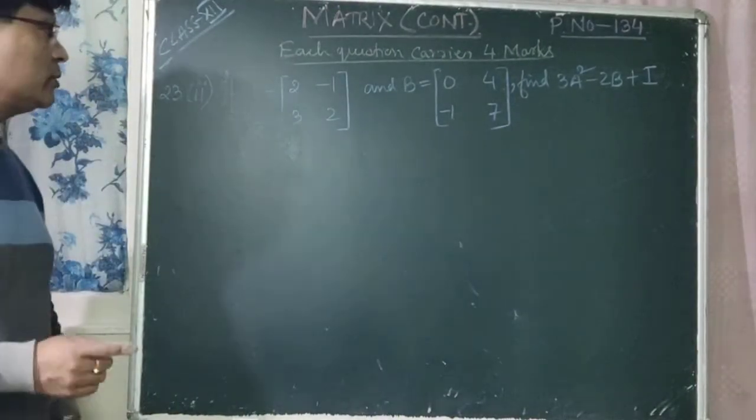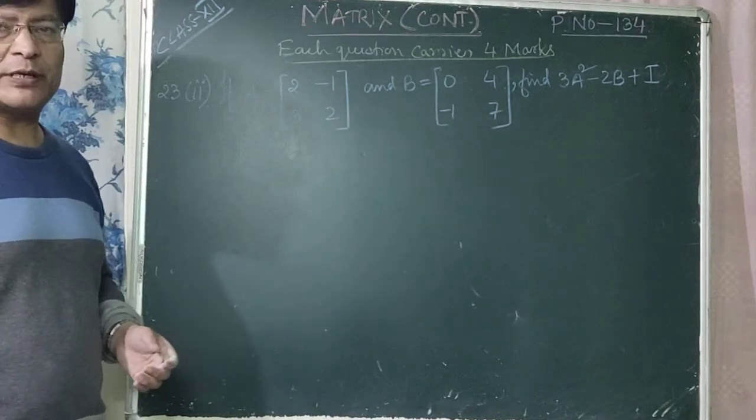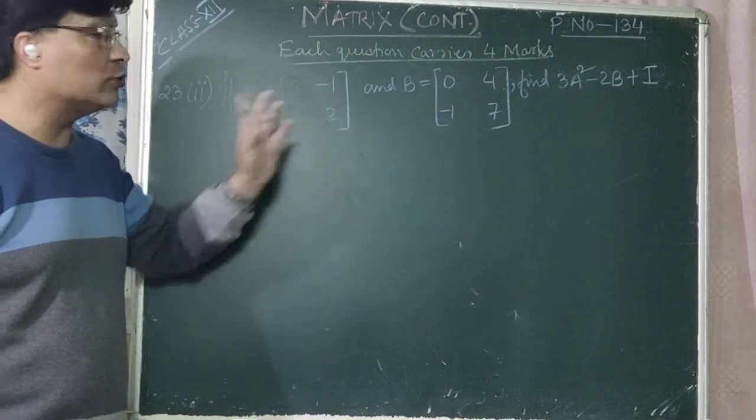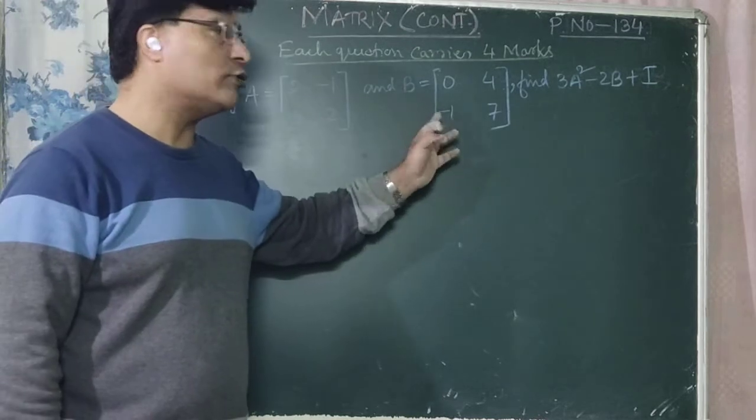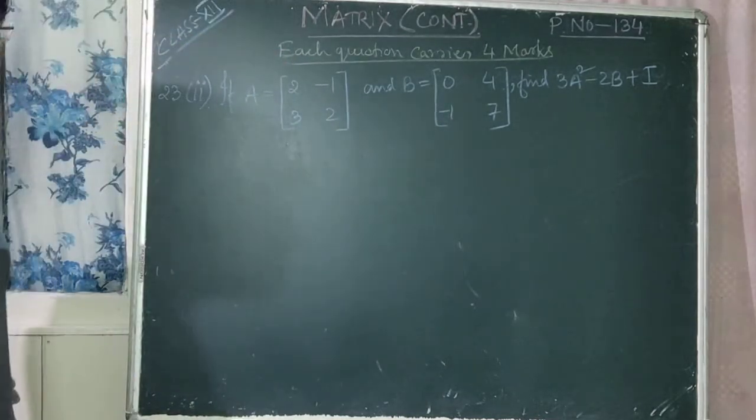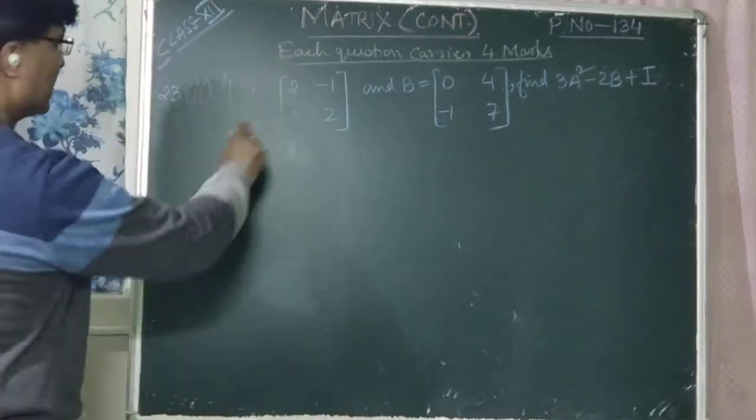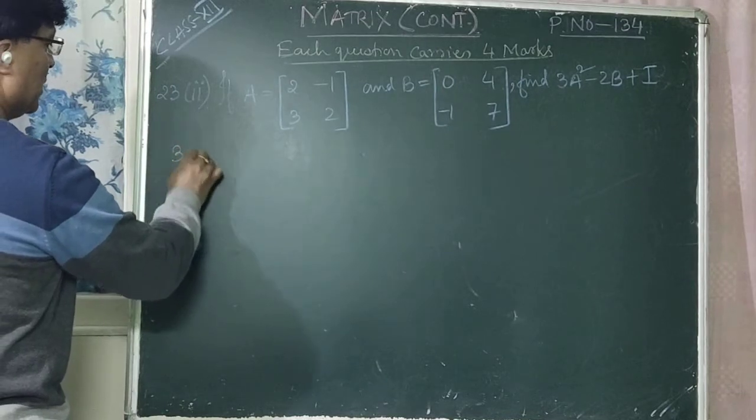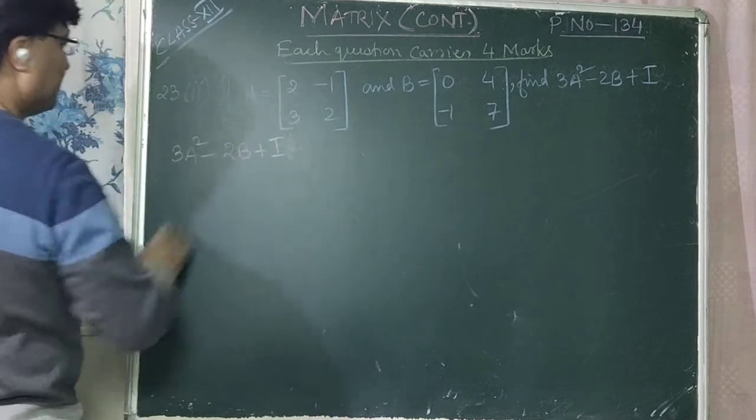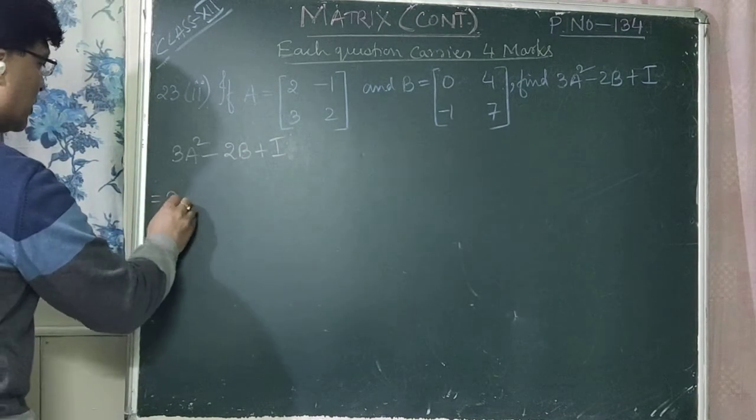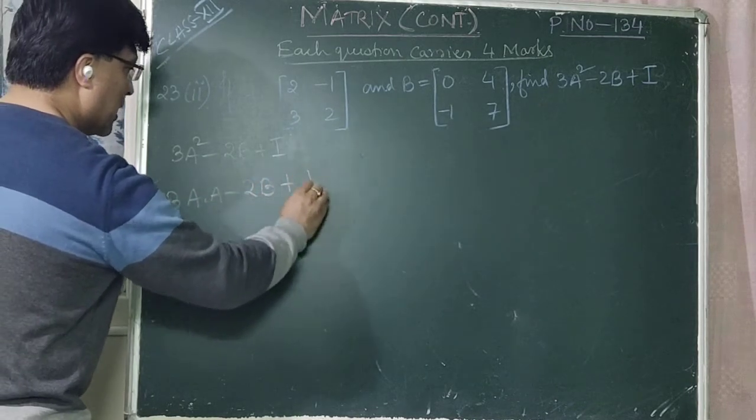So now we'll do the next question, that is 23 number 2. If A is equal to, this is also a second order matrix, first row 2 minus 1, second row 3 2, and B is also a second order matrix, 2 rows and 2 columns, first row 0 4 and second row minus 1 7. You have to find out the matrix 3A square minus 2B plus I. Okay, so let us write down that given expression, 3A square minus 2B plus I, which is equal to 3 into A dot A minus 2B plus I.